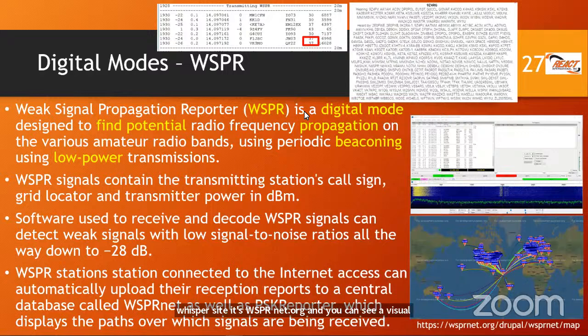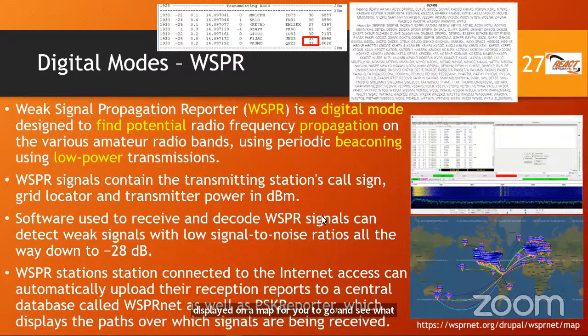So that is one use of WSPR. It shows you in real time the potential for your radio signal to be received, or for you to receive a radio signal from different parts of the globe, based on the propagation conditions that are possible. So these are relatively low power transmitters, and they transmit, and when they're received, they're displayed on the map for you to go and see what propagation conditions are like.